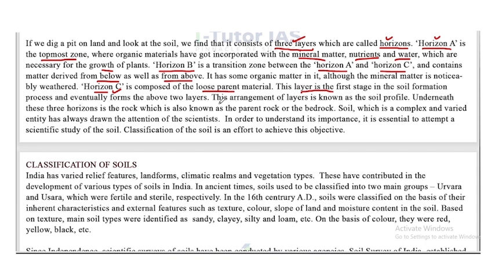Now, this arrangement of layers is known as the soil profile. So these 3 layers, that is horizon A, B, and C, this arrangement is known as the soil profile. Underneath these 3 horizons is the rock, which is also known as the parent rock or the bedrock.